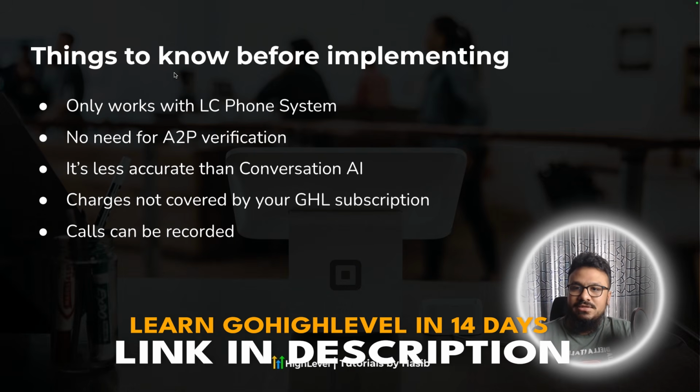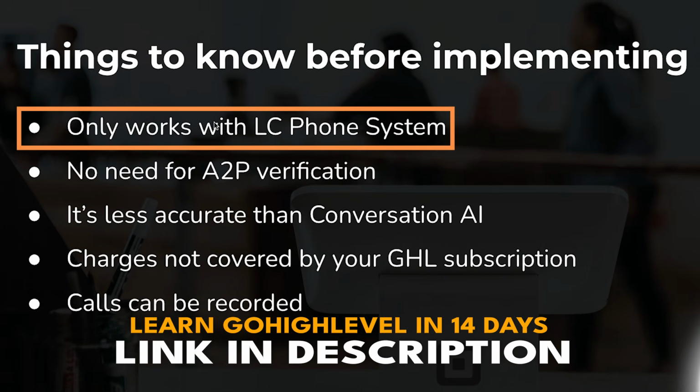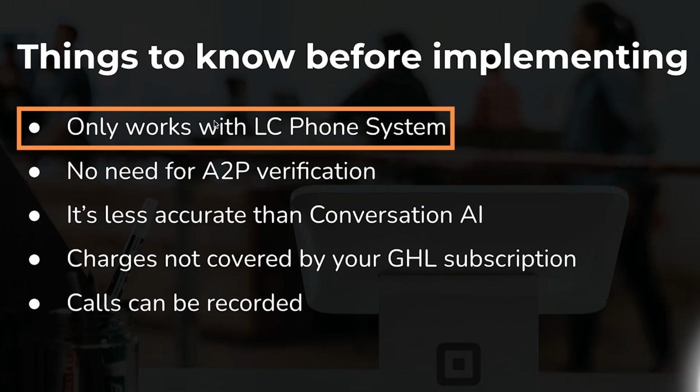Then we need to know a few things before we start implementing the voice AI agent. First of all, the voice AI agent only works with LC Phone system. What I mean by that is if you are using LC Phone system as your phone provider on GoHighLevel, the voice AI agent will only work with that. It won't work with Twilio, and it won't work with any other number that you get outside GoHighLevel. So right now it only works with LC Phone system numbers.